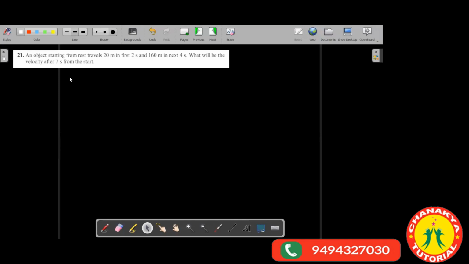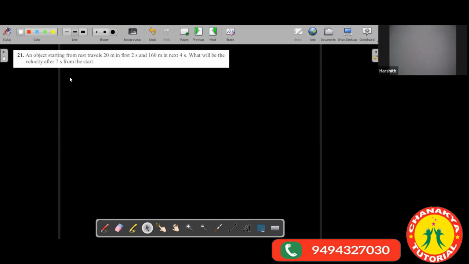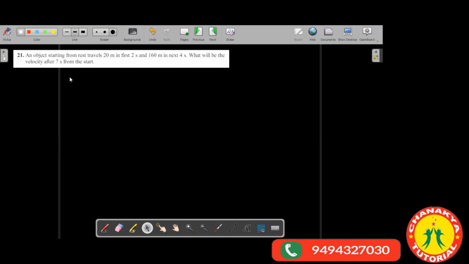So the question is asking the velocity after 7 seconds, but in the given information, they only told about the first 6 seconds. Okay, so that is what you have to find, the other variables. You have to find the acceleration. You have to find the final velocity.